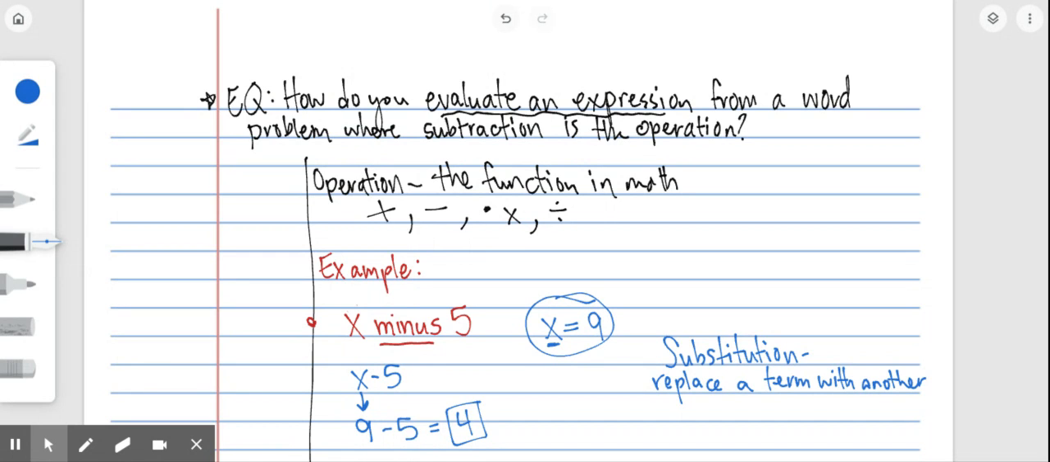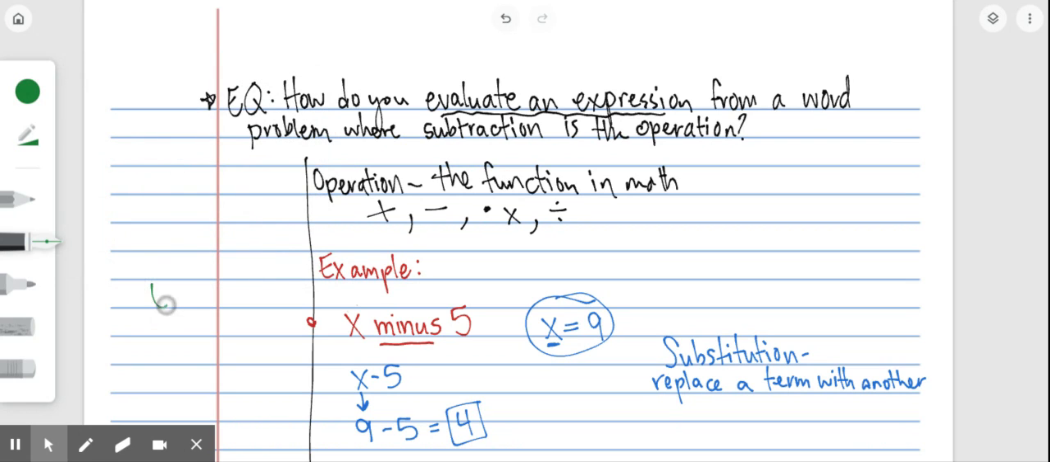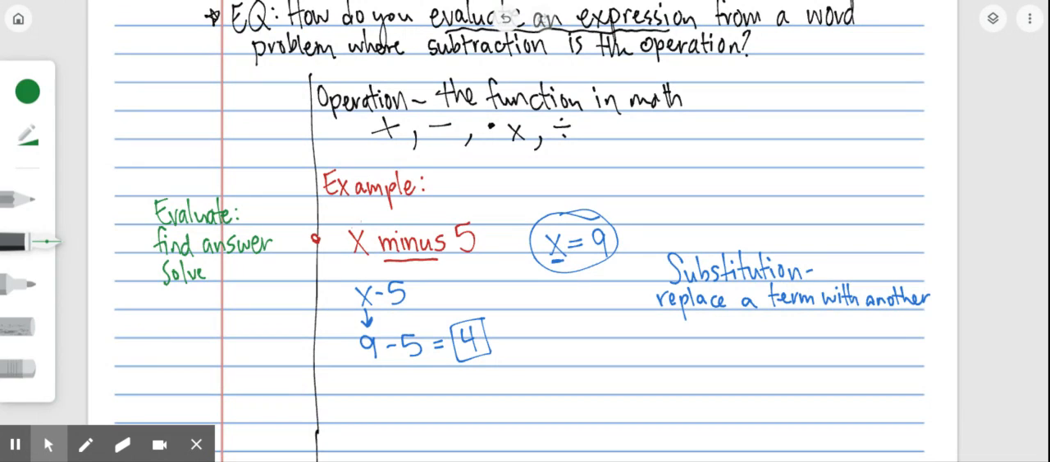Okay, so let's write a few key things on the left-hand side. First, we're going to write that evaluate means to find the answer to, or solve. And then we're also going to start keeping track of all the words that mean subtraction. Here are some key words. I know minus is one of the key words. We're going to do a second story problem, and it's going to give us another key word.